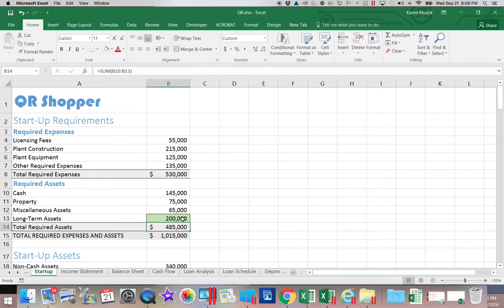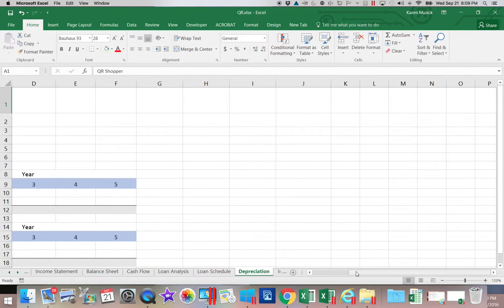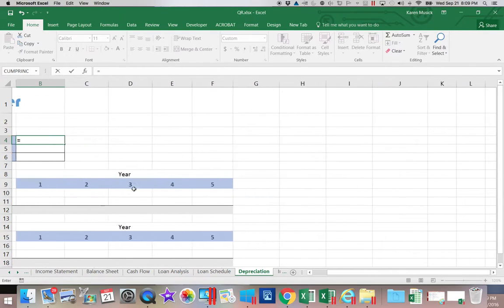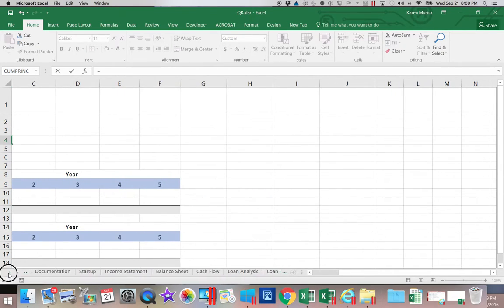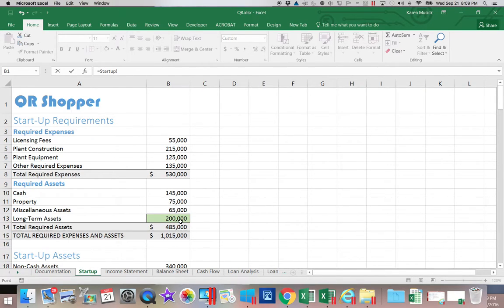So now we're going to go over to our depreciation worksheet and we're going to enter some information about our assets. We are assuming we need three pieces of information for our assets. We need the cost of it. Well, that's on our startup worksheet. So we're going to enter a formula. It's equal. We go back to the startup worksheet and we're going to find that long-term asset account in B13.